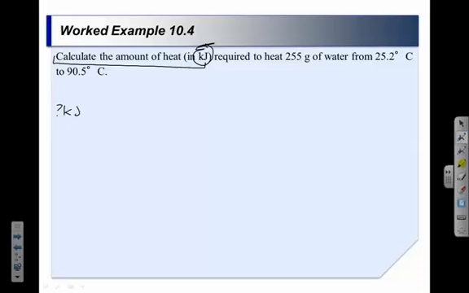So here I want to heat water from 25.2 to 90.5. I want to know how much energy in kilojoules it is going to take to do that. So I'm not evaporating the water. There's no change in potential energy. I'm just looking at a change in kinetic energy. Right? So that's what specific heat is for. So I'd have to be given the specific heat.